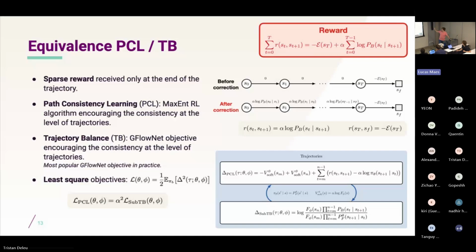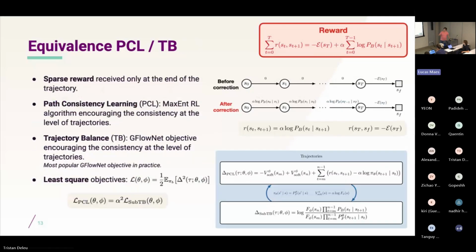What we call the policy in MaxEntRL is also the policy in GFlowNet. And what we call the state value function in MaxEntRL is what we call the flow in GFlowNet. But really, there is a one-to-one correspondence between the two. So this is really interesting because it just means that instead of using sub-TB, we can use path consistency learning on this corrected MDP.